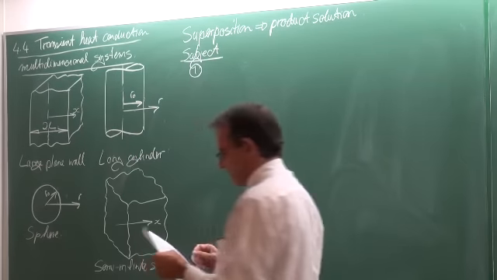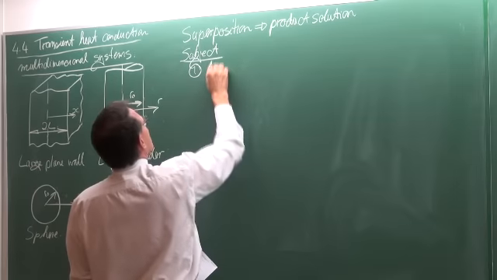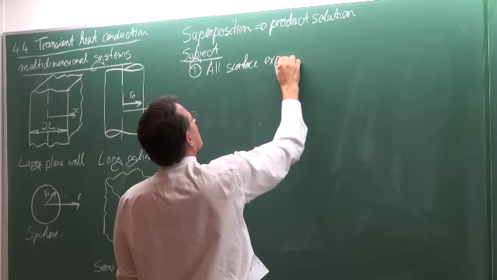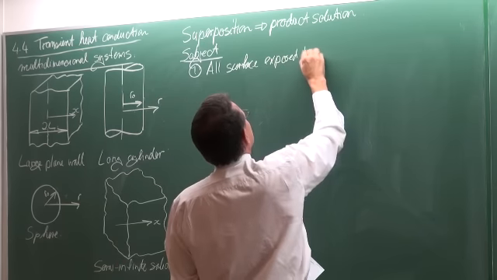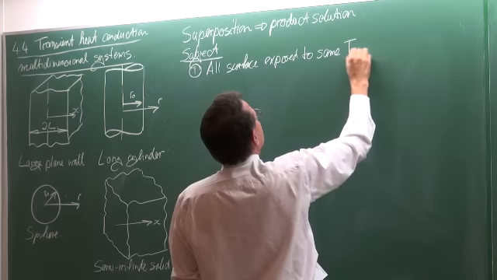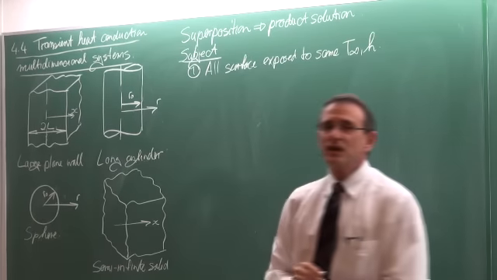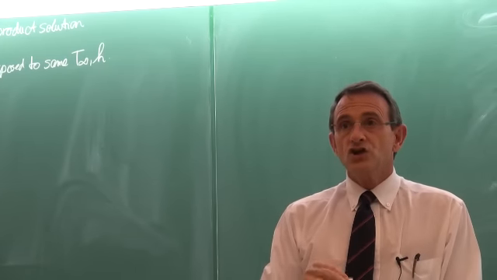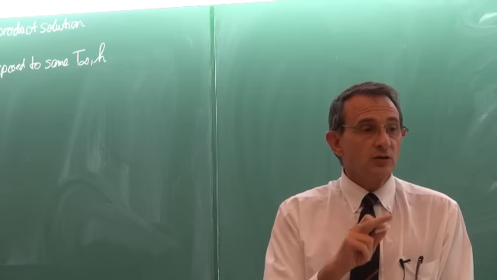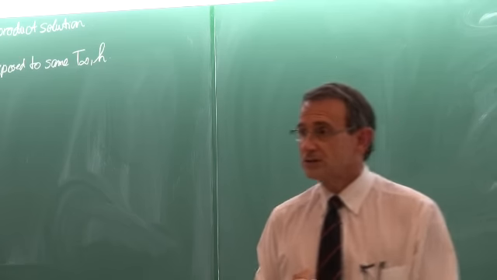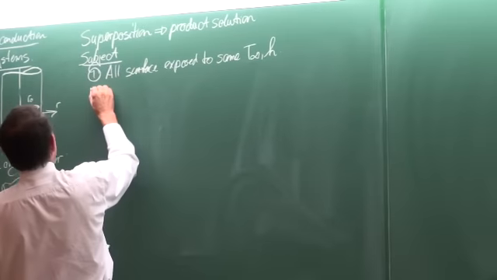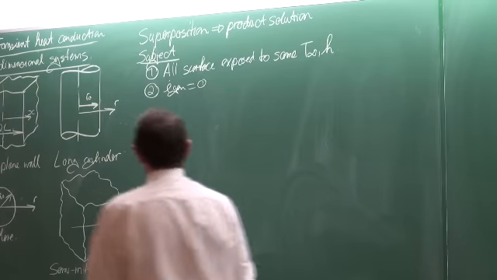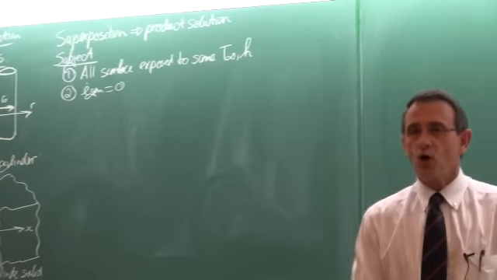The first one is that all the surfaces should be exposed to the same T infinite and heat transfer coefficient. So all the surfaces that we consider should be exposed to the same environmental temperature and the same heat transfer coefficient. That is the first one. And the second one is that E gen should be equal to 0. So there should be no heat generation inside the body.